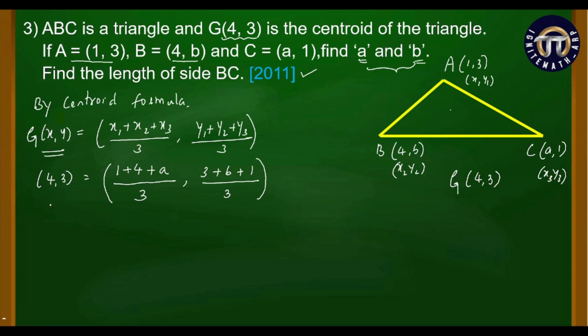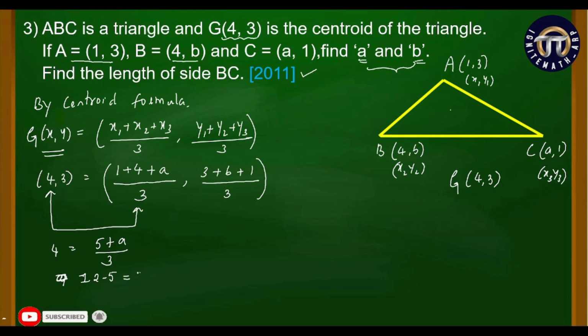Okay, so now I need to equate x coordinate to each other. So I will write 4 is equal to 5 plus a by 3. Why 5? This 1 plus 4 is 5, 5 plus a by 3. So when you multiply, 12 minus 5 is equal to a, so that implies a is equal to 7. I need to take this 3 over here. 3 into 4 is 12 and this 5 is taken to the other side. 12 minus 5 is 7, a equal to 7.